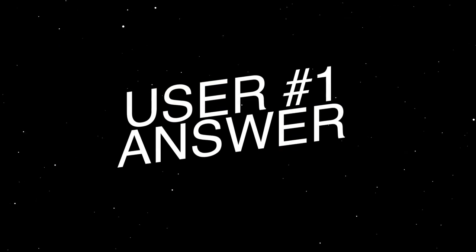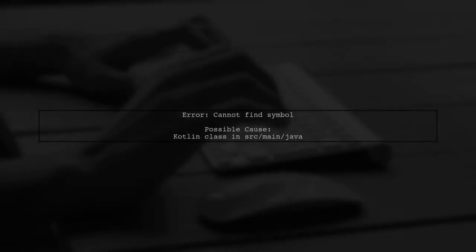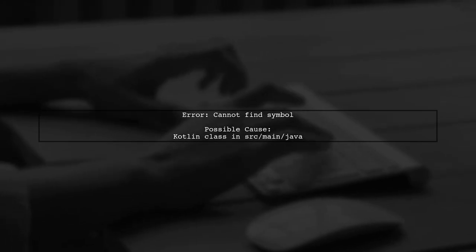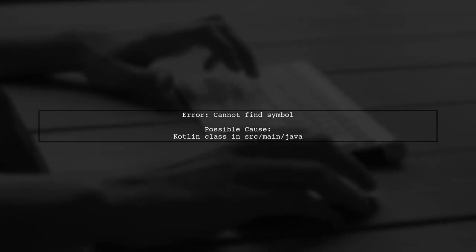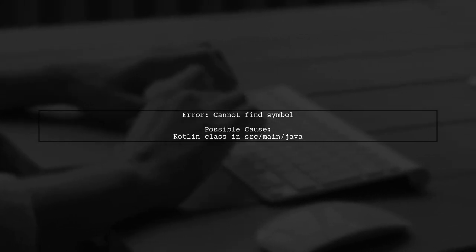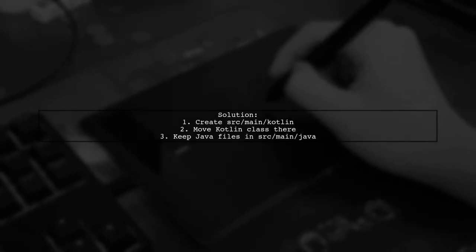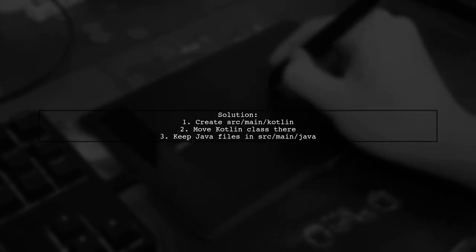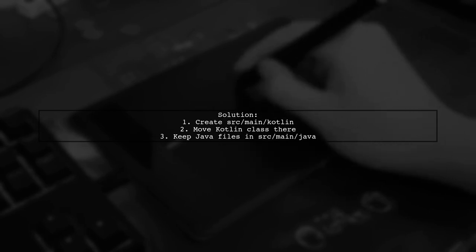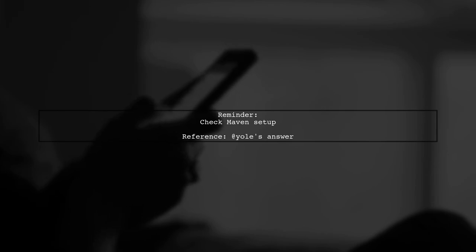Let's now look at a user-suggested answer. If you're facing the cannot find symbol error when using Kotlin and Java, here's a solution. The issue might be that your Kotlin class is in the wrong directory. To fix this, create a new directory called src/main/kotlin and move your Kotlin class there. Keep your Java files in /main/java. Also, ensure you have the correct Maven setup as mentioned in the original answer.